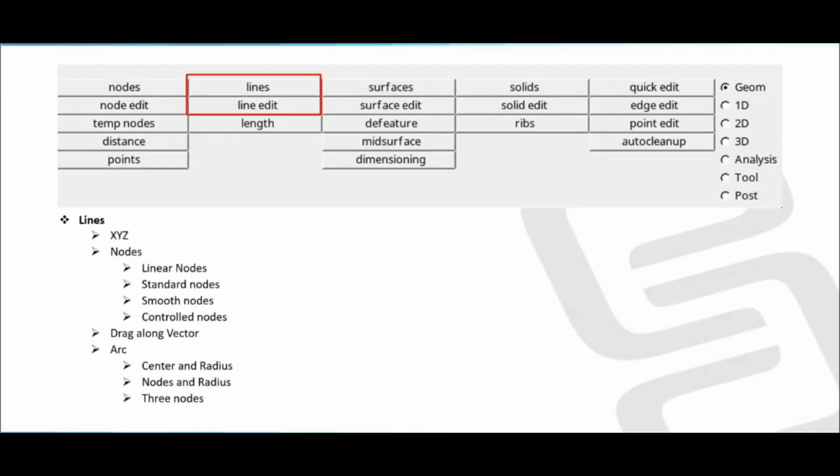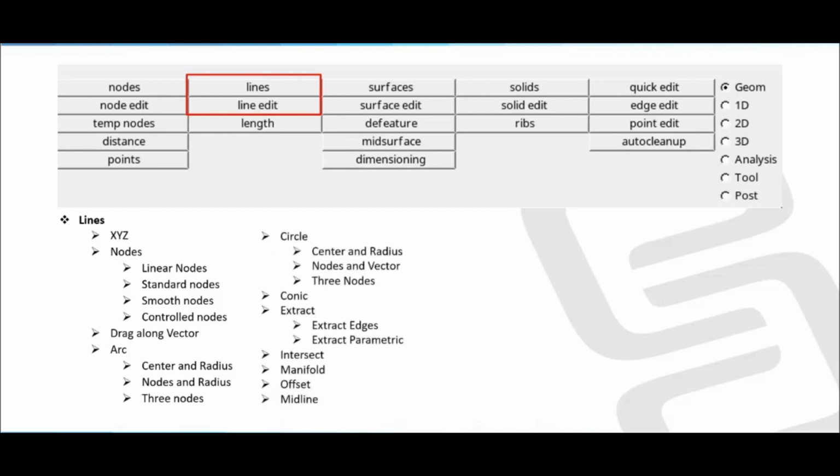Next, in lines category, you will find XYZ nodes. Under nodes, you will find linear node, standard node, smooth node and control nodes. Then you have drag along vector. Then you have arc. Under arc, you will find center and radius arc, nodes and radius, and 3 nodes arc. Similarly, you have circle, under which you will find center and radius circle, nodes and vector circle, and 3 node circle. Then you have conic.